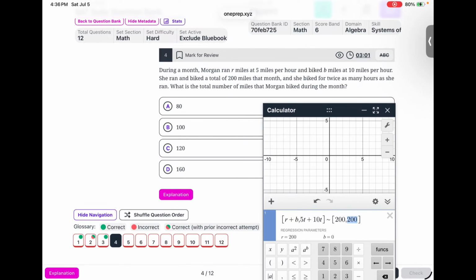Three minutes on this question so far. This is why we need more practice, guys. But the total number of miles. So we're looking for the total number of miles that she biked during the month. So we need B. We need to figure out B here. Right now it's saying B is equal to 0.